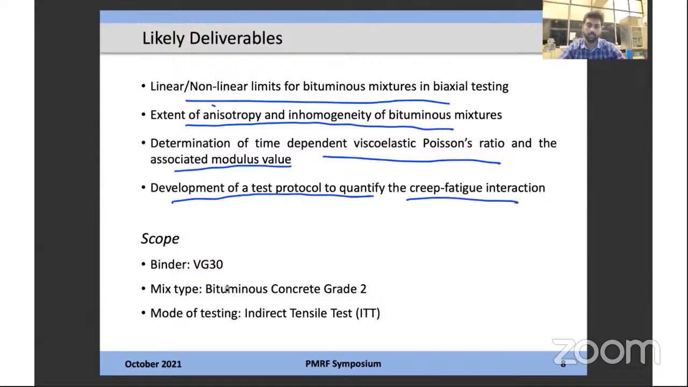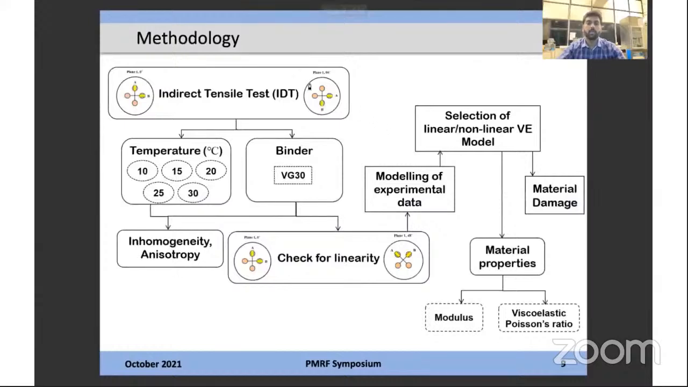The scopes are listed as follows. This is the methodology adopted for this research work, in which an ITT test is carried out at 5 different temperatures using one unmodified binder. Using the experimental data, linearity is established, and this data is used to capture the extent of inhomogeneity and anisotropy of the bituminous material. And finally, using a suitable linear or non-linear viscoelastic model, the material properties were evaluated, and finally, the material damage was studied.